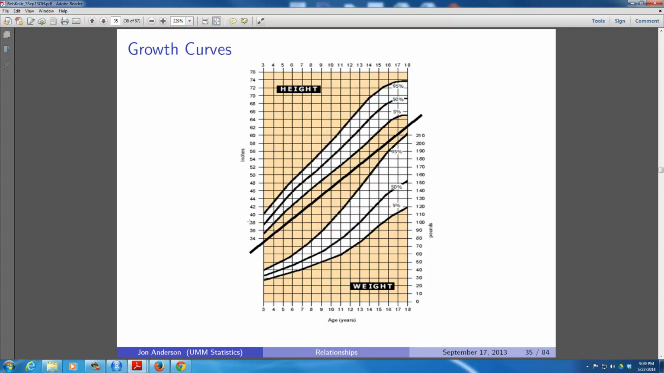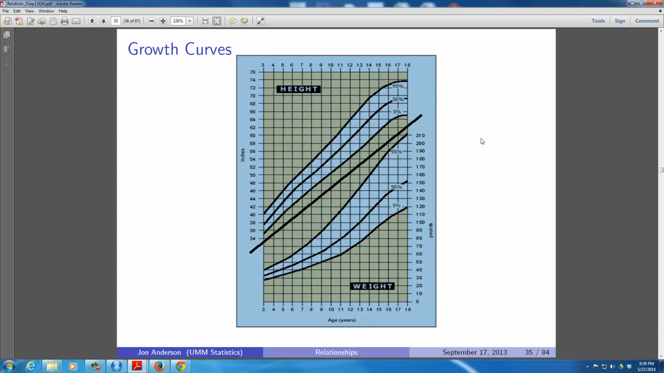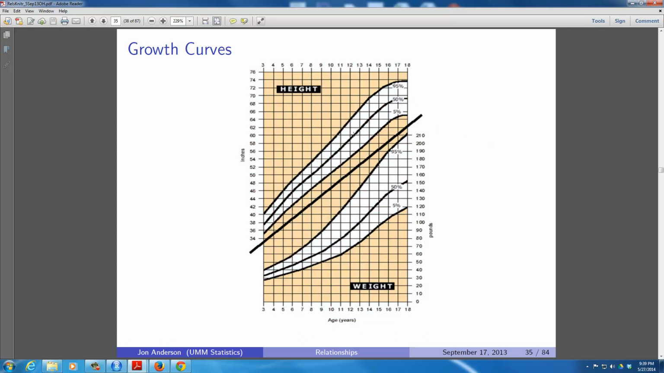If we go back to the other curve, maybe we can see this better. The middle line represents the 50th percentile for length. Half the children are longer than that point, and 50% are shorter than that point. The upper boundary is the 95th percentile, and the lower boundary is the 5th percentile. And so normal height or length is between these two boundaries.